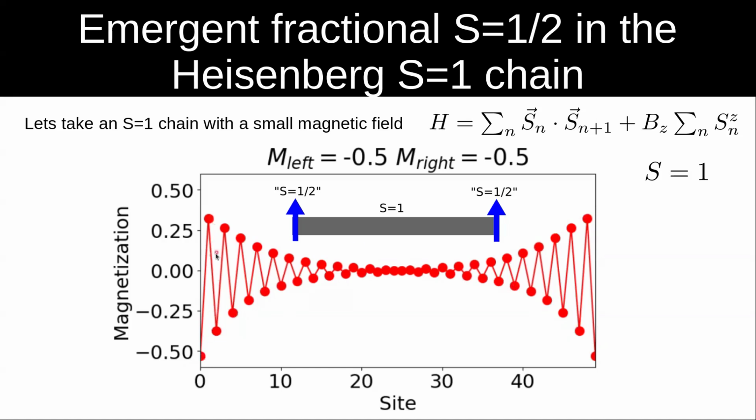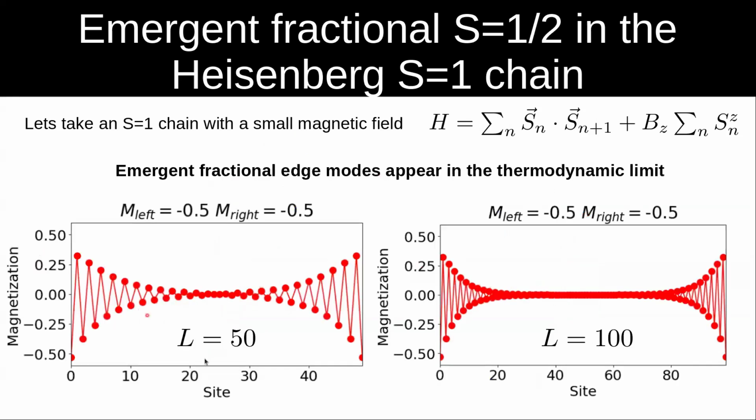And if you sum up all these values, what you actually see is that the magnetization that you have on the left is exactly minus 0.5, and the magnetization that you have on the right is also 0.5. So this magnetization effectively belongs to an emergent spin 1/2 excitation in the model. And with tensor networks, you can actually go to bigger systems. So you could compare a system with 50 sites. That is the one that I showed you before.